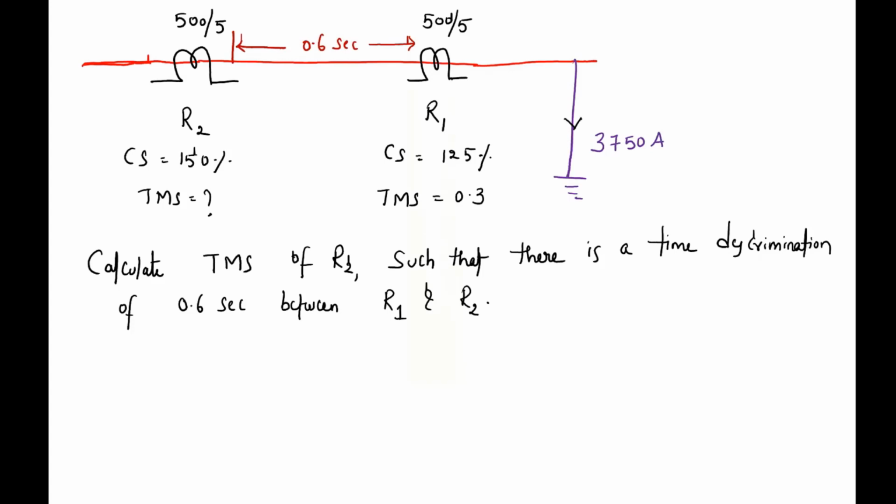Now, what is the protection scheme we are using? We are using a time graded protection where first relay R1 should clear the fault. Suppose if relay R1 fails, then after 0.6 seconds, relay R2 should clear the fault. That is the time discrimination philosophy which we have implemented. He is asking you to calculate the TMS value such that this system is intact. That means first relay R1 should operate, and if it fails, after the operating time of relay R1 there should be a lag of 0.6 seconds, after which relay R2 should operate.